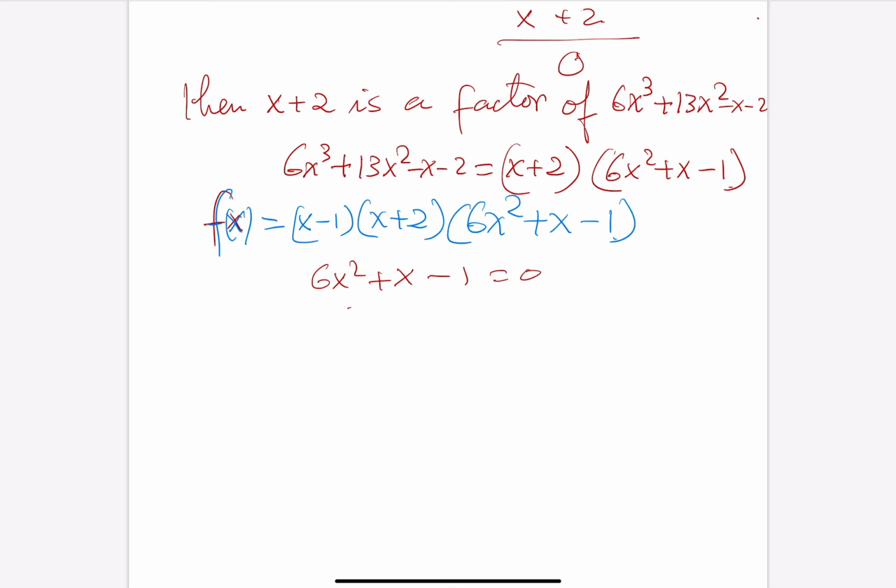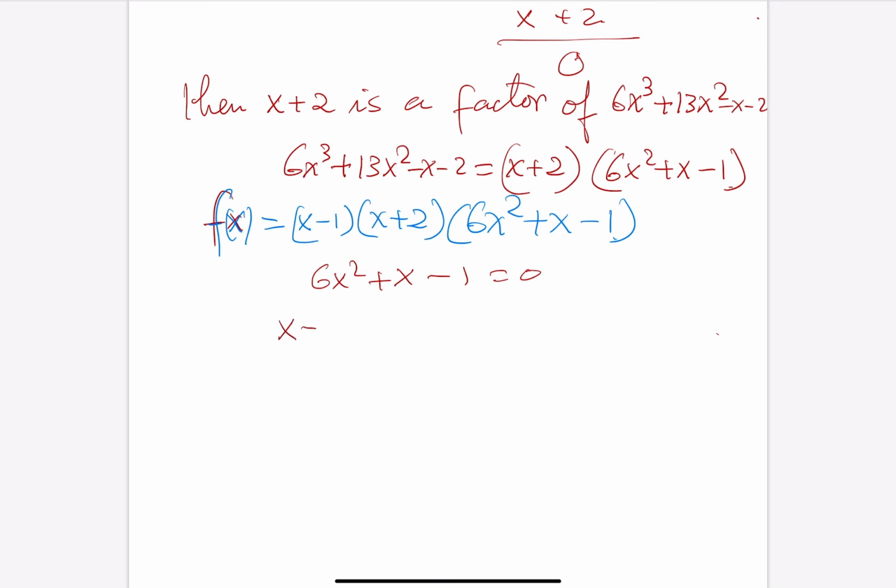If you have to find the solution for this one, you have to use the quadratic formula. Remember, for recap, you have ax squared plus bx plus c equal to 0. The quadratic formula is x equals negative b plus or minus the square root of b squared minus 4ac, divided by 2a. Use that formula.